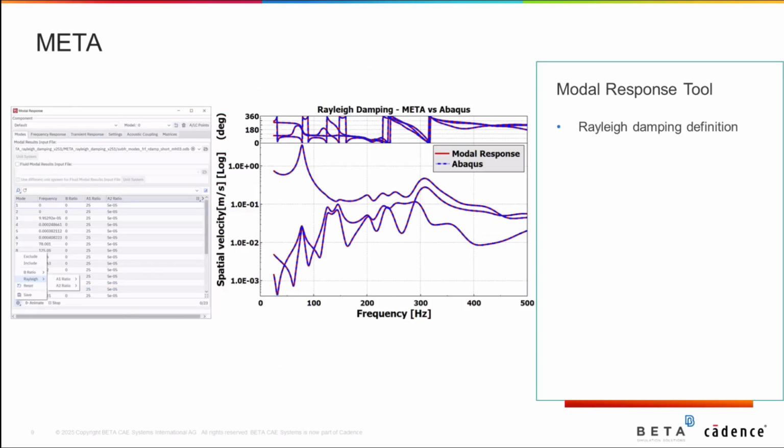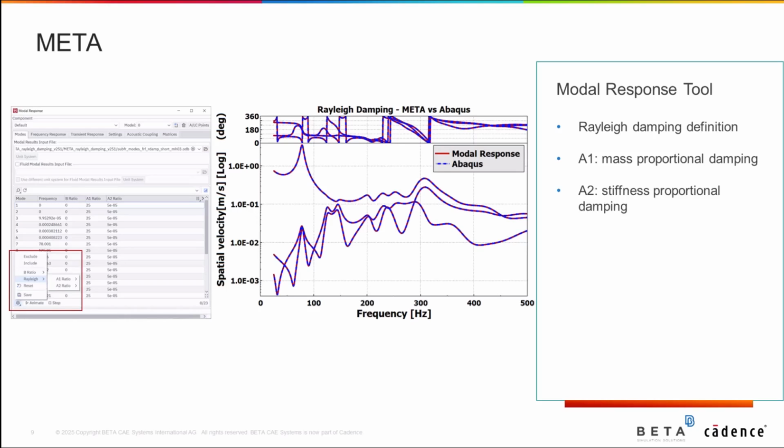Rayleigh damping definition is now supported in the Modal Response Tool. Material damping can be specified using Rayleigh damping, which combines mass proportional and stiffness proportional damping. The mass proportional damping is proportional to the mass matrix and simulates the effect of the material moving through a viscous medium. It primarily affects lower frequencies and is defined by the damping factor A1.